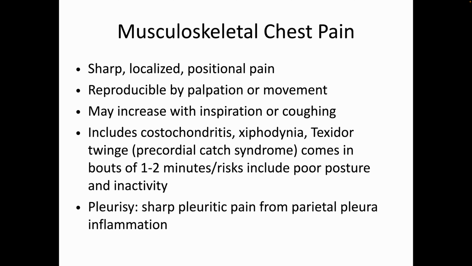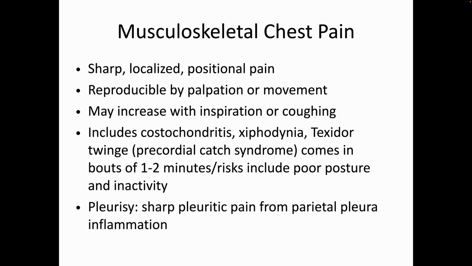Sometimes the pain can be caused by the thoracic cage itself and the muscles. That sort of pain will be sharp, localized, and positional. Now, of course, sometimes acute coronary syndrome presents with these features, so we can't rule it out from the nature of the pain. It's also reproducible by palpation, so it can be tender, and increases by inspiration or coughing.